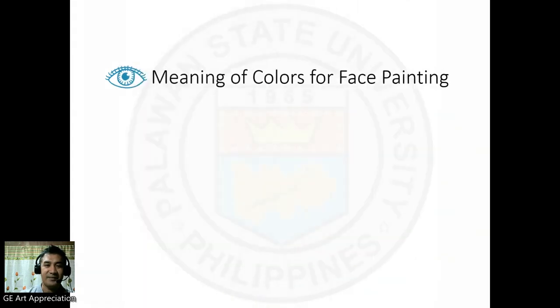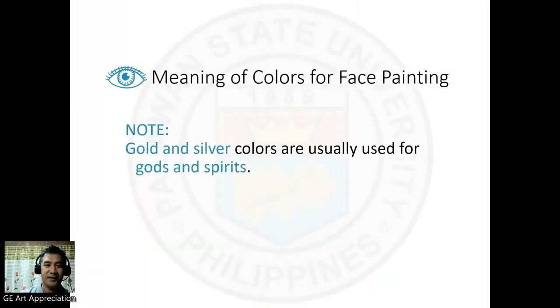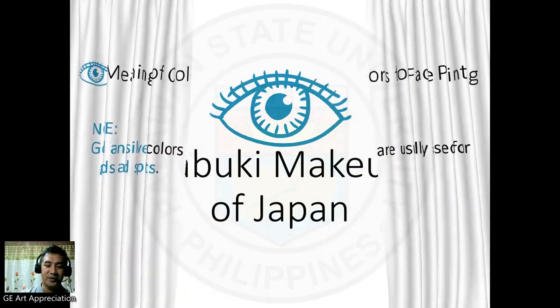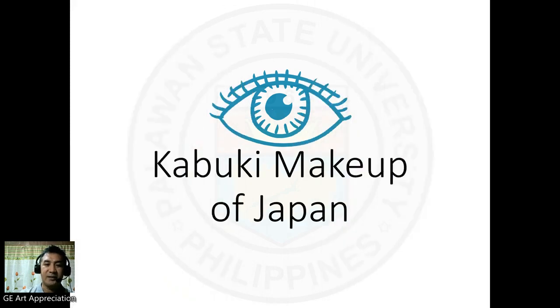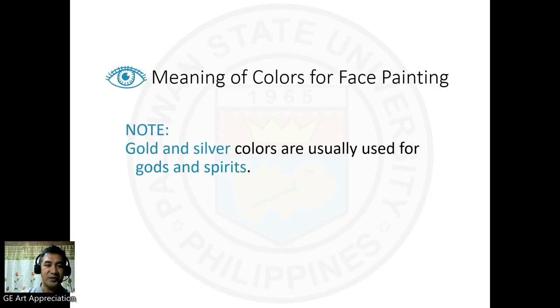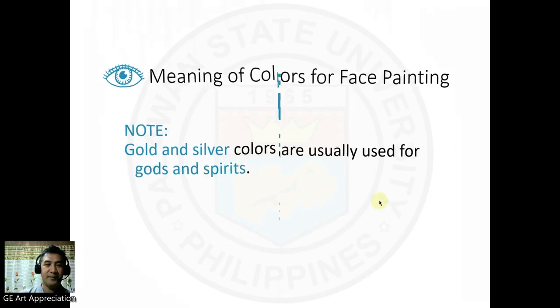Gold and silver colors are usually used for gods and spirits. So take note that gold and silver are usually used for gods and spirits.